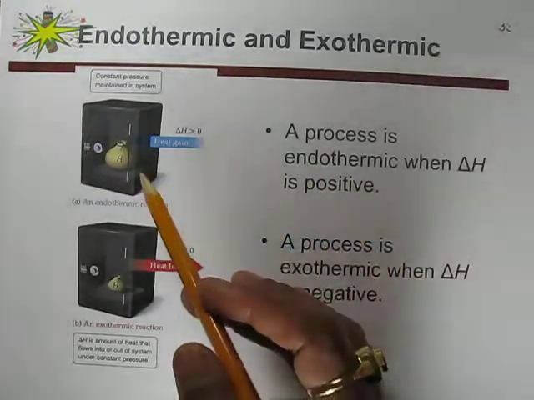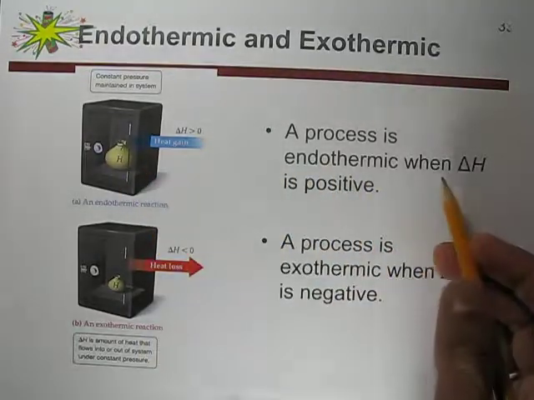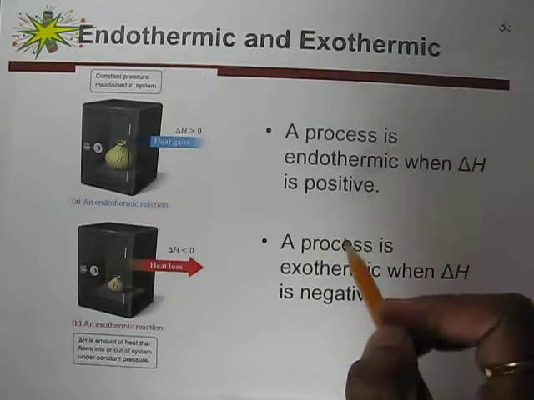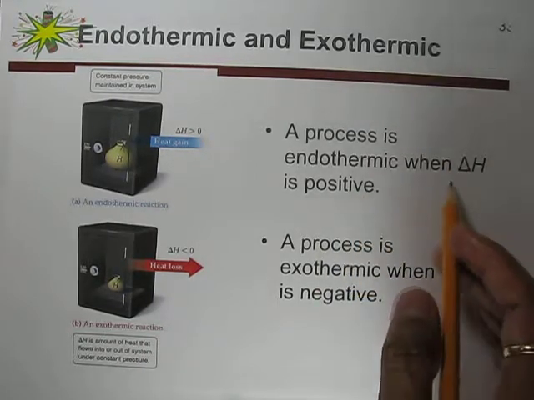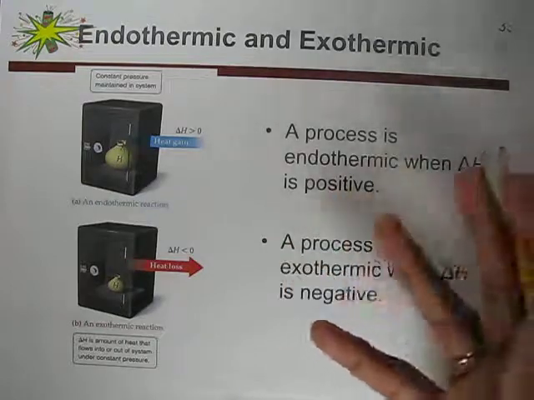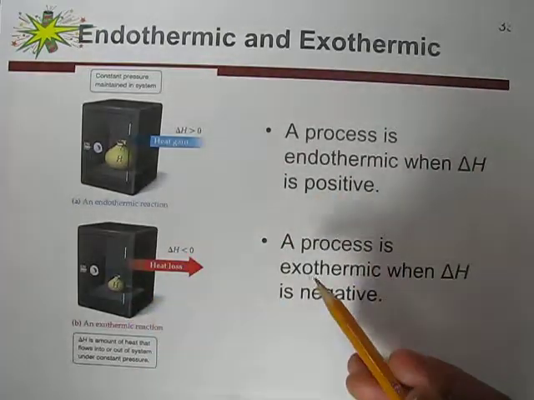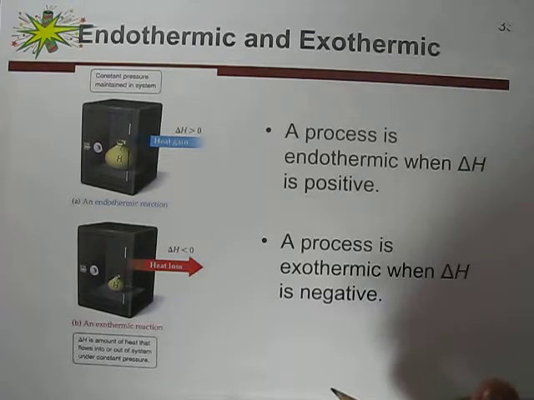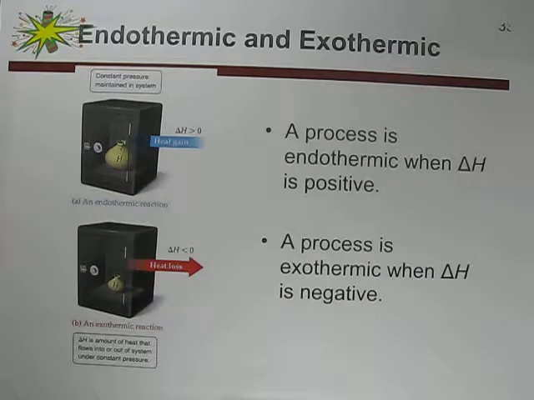Basically, when you add anything into the system, obviously you are adding something, so it means the delta H sign will become positive. If you are removing anything, you are basically subtracting, so delta H will become negative. So next we will study about the enthalpy of reactions.